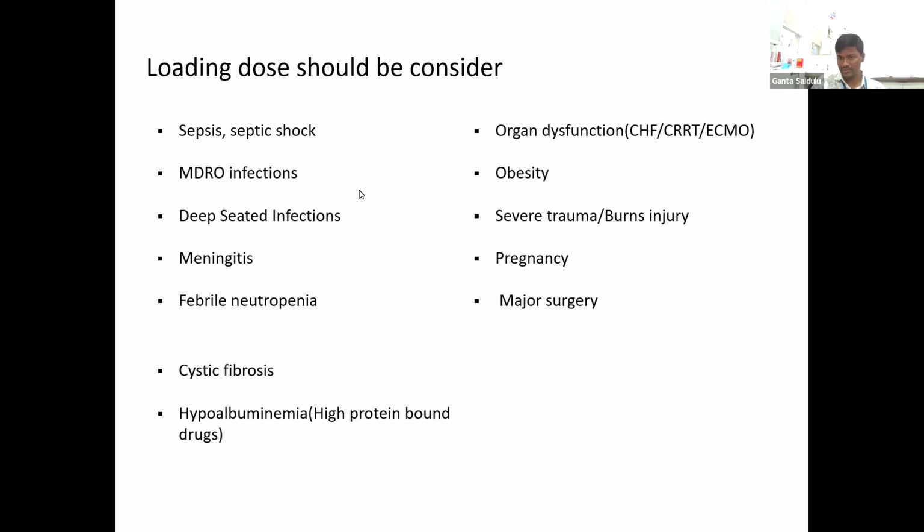And if a patient is diagnosed with any MDR infection, you can start regardless of septic shock. You can give the loading doses. Any deep-seated infection, any stable patient, you can hit with the loading doses and go to the next maintenance doses. Meningitis and febrile neutropenia, always febrile neutropenia, start with the loading doses. Cystic fibrosis and hypoalbuminemia, any organ dysfunction, CHF, CRRT, ECMO, start with the loading doses.